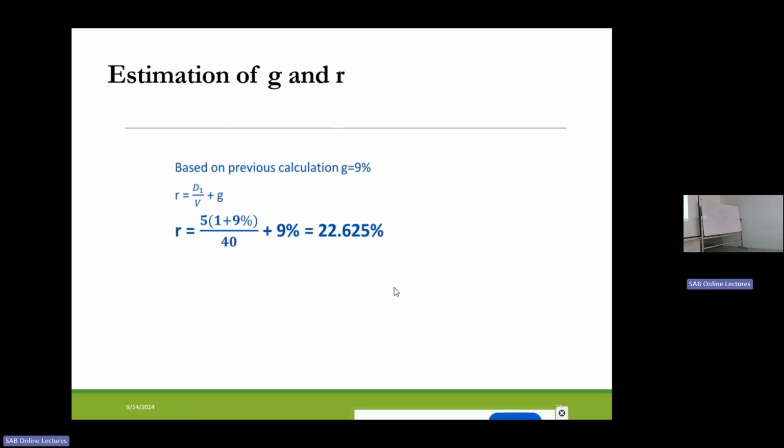So likewise, by applying this constant growth model using past data, you can estimate the required rate of return. So here the answer is 22.6%.